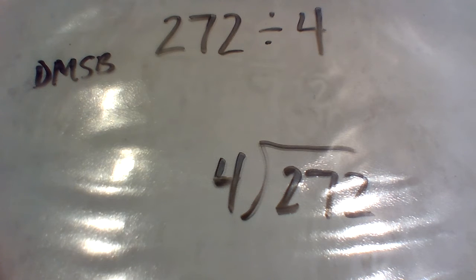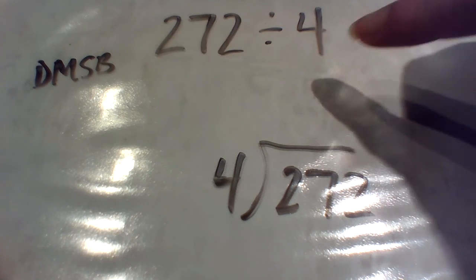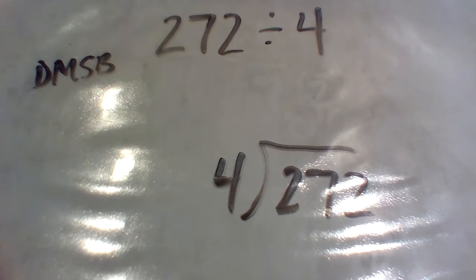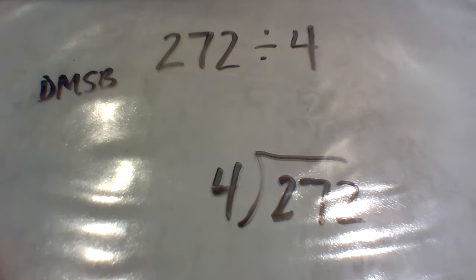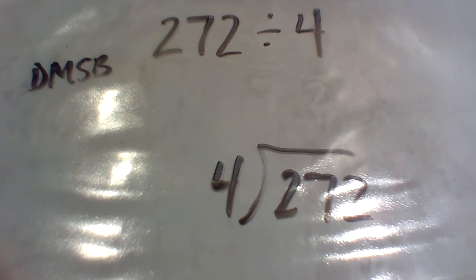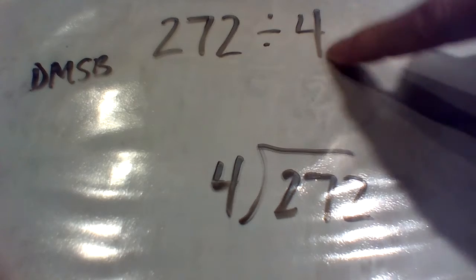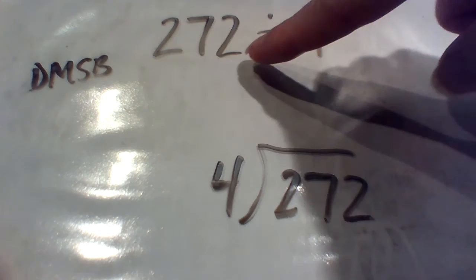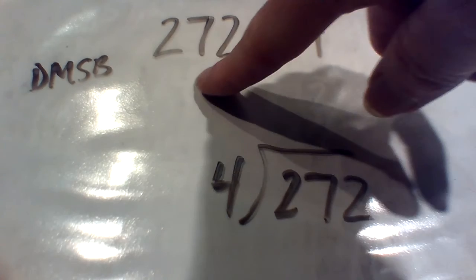All right, so if I took my 4 and I did times 100, I get 400. Well, 272 is less than 400. So I know this answer is not going to be 100. However, half of 400 is 200. So I know I'm going to have at least 50 groups of 4. And then when I'm taking a look, that'd be 200. Then I have like the 7.